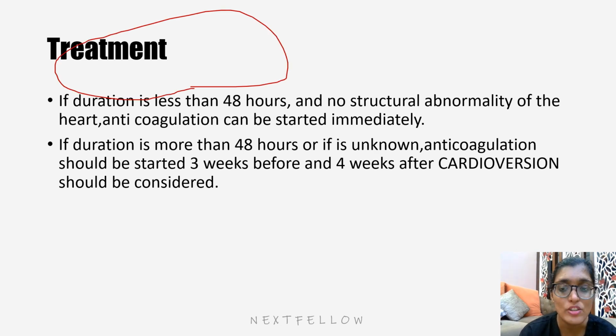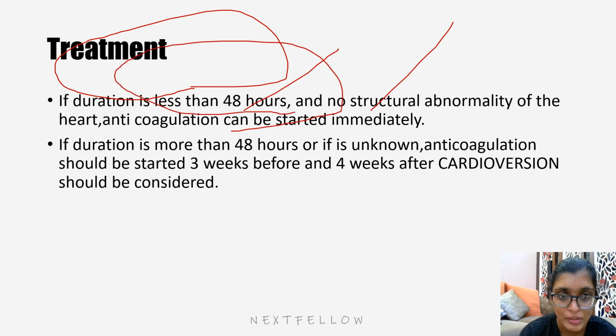Coming to the treatment of atrial fibrillation. If the duration is less than 48 hours and no structural abnormality of the heart is present, anticoagulation can be started immediately. If the duration is more than 48 hours or if it is unknown, anticoagulation should be started 3 weeks before and 4 weeks after cardioversion should be considered.